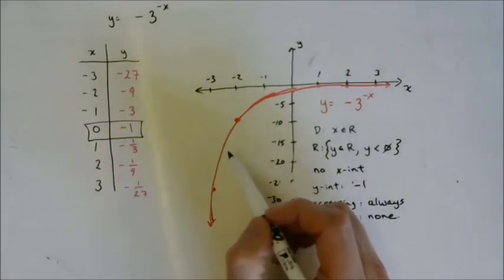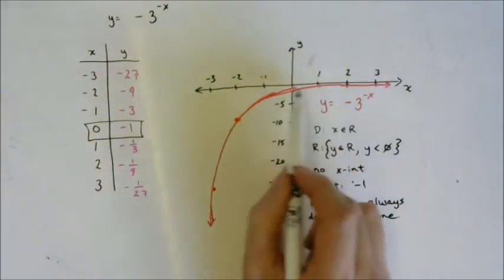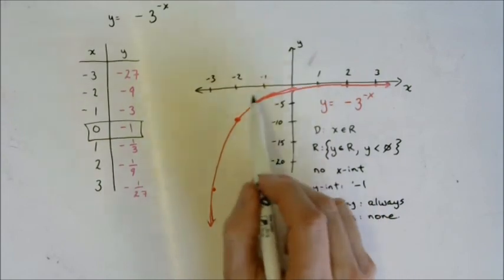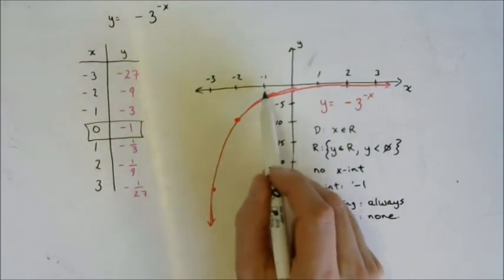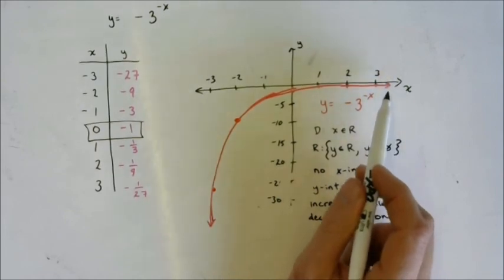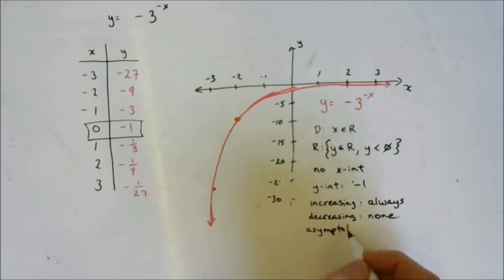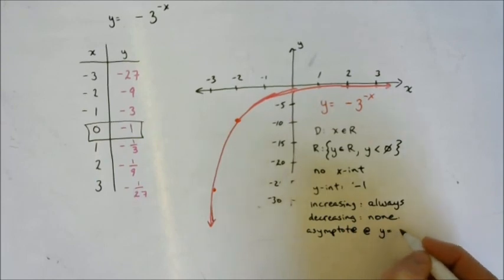Same thing, except this time we're coming toward y equals 0 from the bottom. But either way, that asymptote, that line that is getting closer and closer but never touching the curve, is y equals 0. So an asymptote at y equals 0.